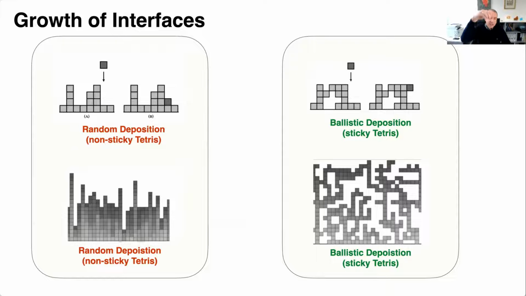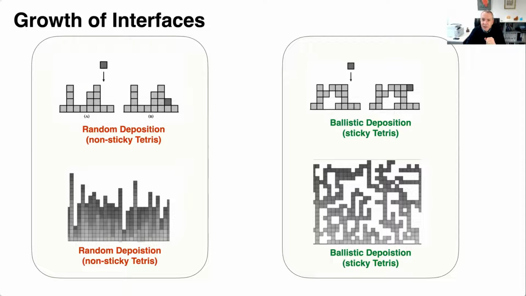So imagine you have this kind of Tetris game where you drop blocks from above onto a surface. And now let's just imagine that each of the columns are completely independent from each other. This is what people call the random deposition model, or you could think of it as a non-sticky version of the Tetris. So the blocks just fall down from above independently into the different columns.